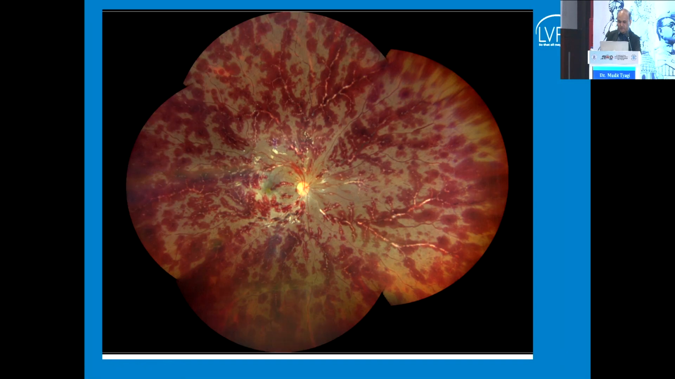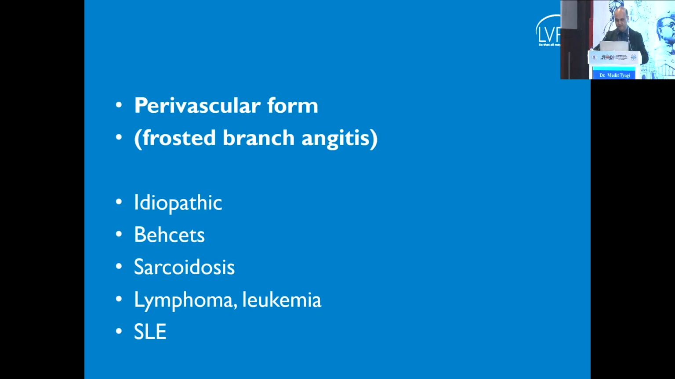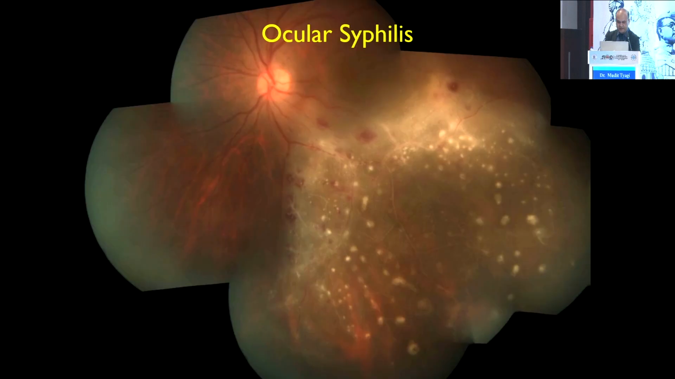And this is what you may see in a patient with a frosted branch meningitis. But what we also need to remember is that frosted branch meningitis, apart from HIV or seropositive patients, can also be idiopathic sometimes, can also be associated with Behçet's, sarcoidosis, lymphomas, leukemias, and occasionally SLE.